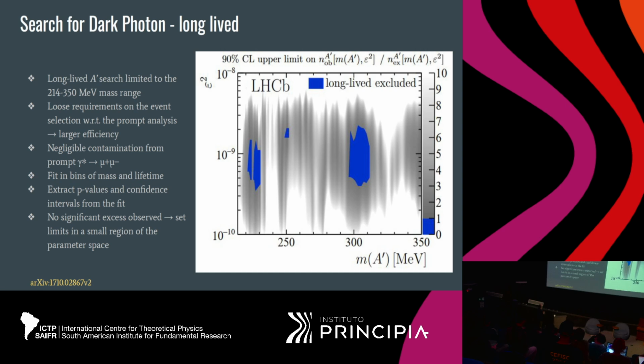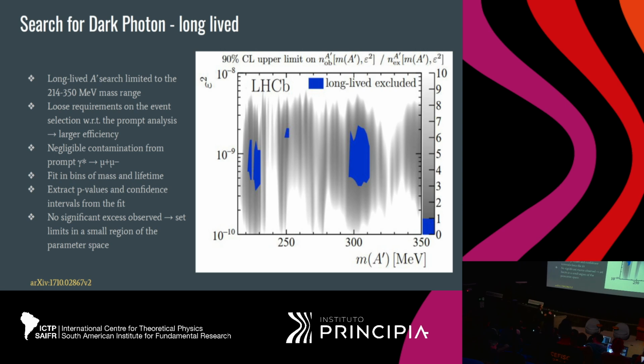Okay, so about the analysis of the displaced vertex, there are some striking differences compared to the prompt search. In particular, you can see that the range of masses explored is much smaller. On the lower side, this mass range is limited at 214 MeV, and this is the same as in the prompt case, simply due to the fact that we are searching for dark photon decays to two muons, and if the mass goes below two muon masses, you cannot decay into those particles.